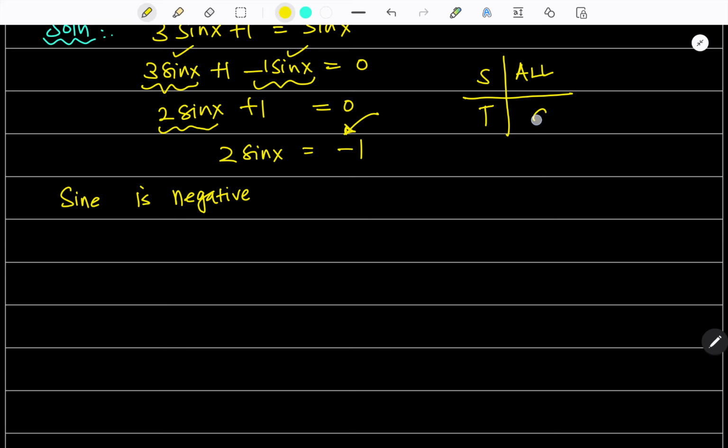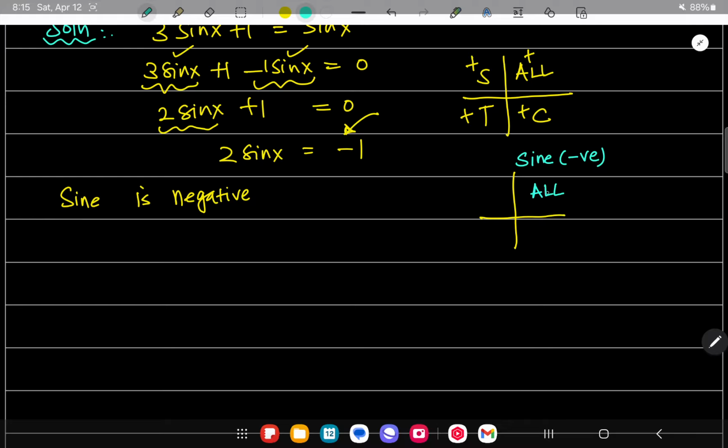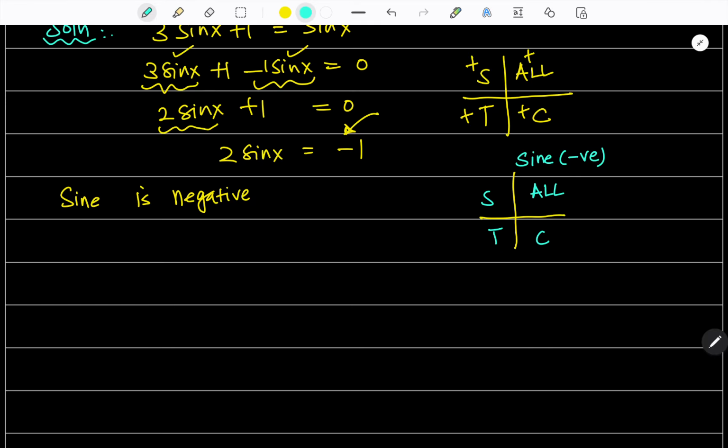All S, T, C. Here sine positive, tan positive, cosine positive, all positive. That means sine, cosine, tan. Let's talk about now sine negative. So where is sine negative? Sine is negative here, and sine is negative here. Okay.